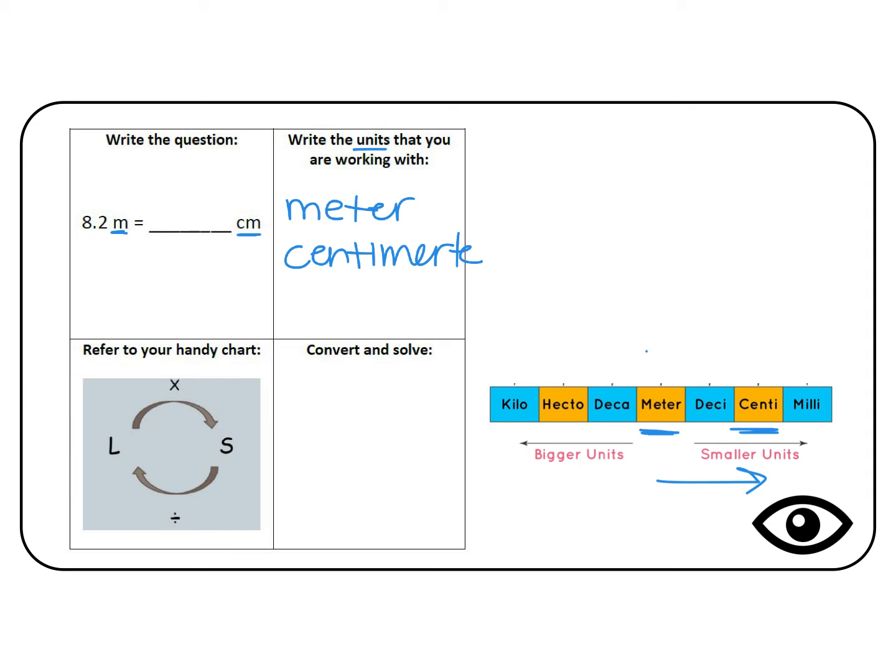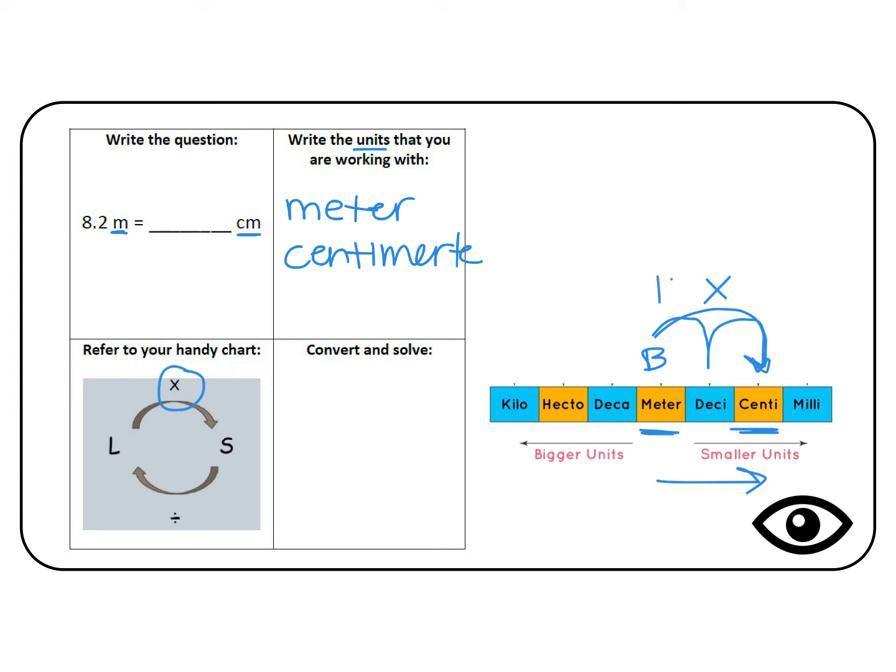That means that we started with a big thing, and we went to a small thing. Just like we remember from the beginning of this unit, when we go from a big thing like a horse to a small thing like a fly, we multiply. So I know that we're going to multiply. The number that we multiply tells us how many jumps we have to take to get there. So in order to get from meter to centi, we have to stop at deci and then centi.